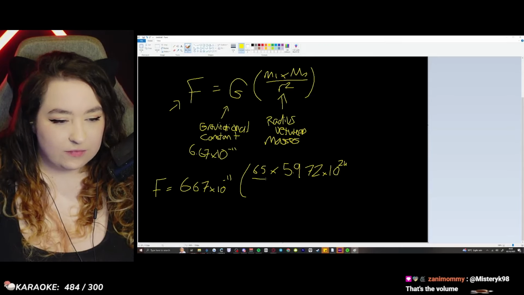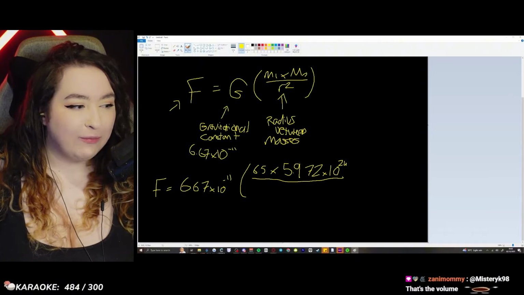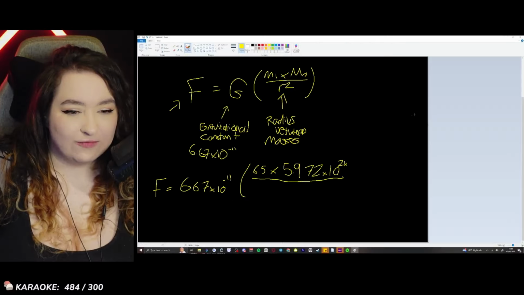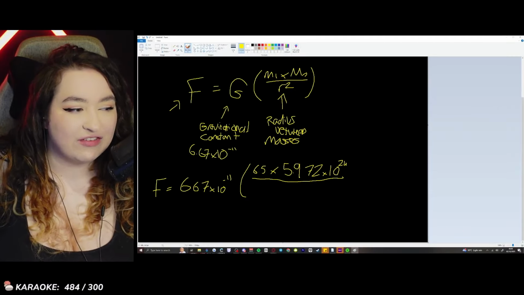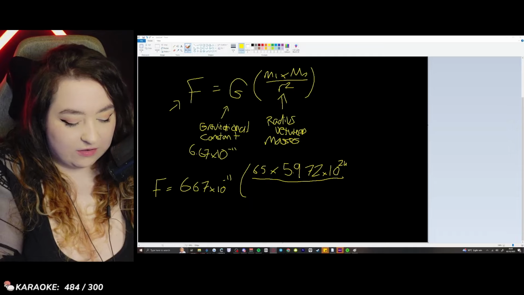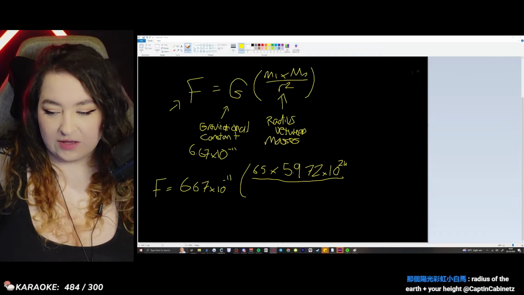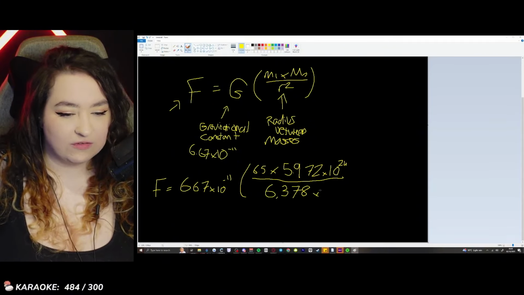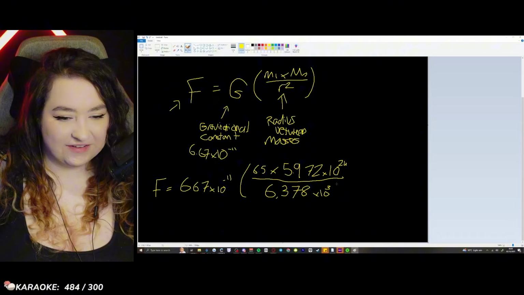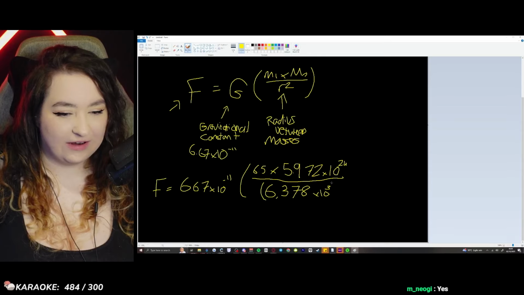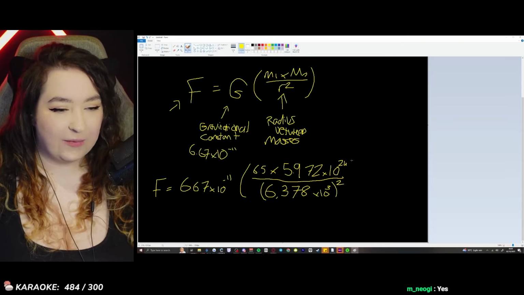Over. For radius, I'm literally just going to use the radius of the earth, because it's negligible at that point. So what is the radius of the earth? 6,378 kilometers. But that's in kilometers and I need it in meters, so I'm just going to put times 10 to the 3. That works, right? And then square it, right? There we go. Alright, easy.